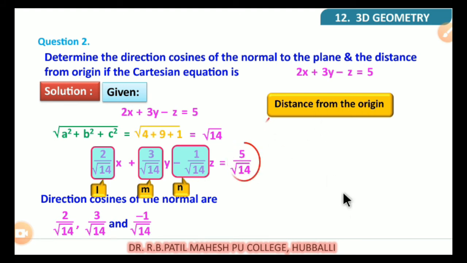This is how to find the direction cosines and also the distance from the origin. Now consider question number 3.